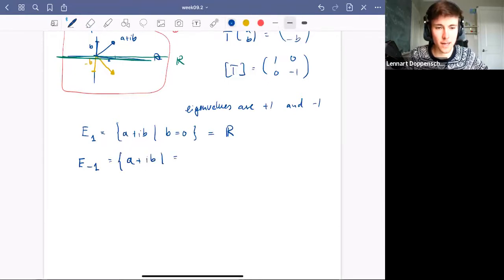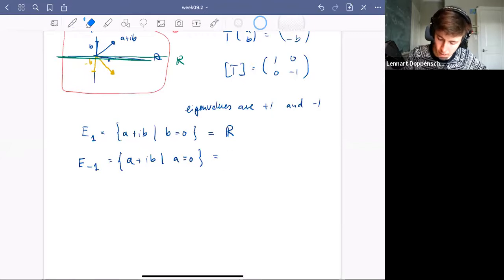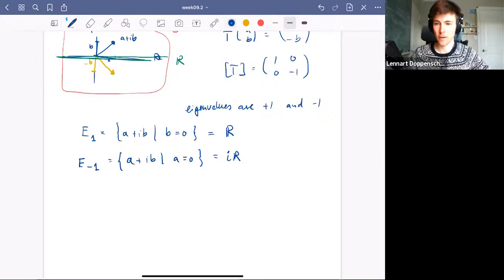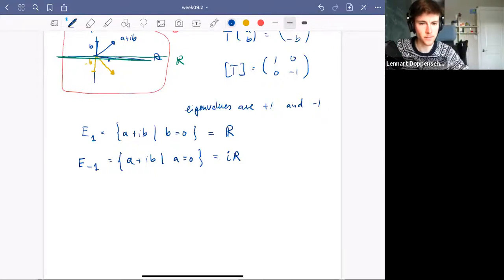And I guess writing in the chat is very cumbersome. So it just means that a has to be 0, so it has to be purely imaginary. And this is just notation. So you usually write the complex unit i and then R, but don't worry about the notation if this is confusing.